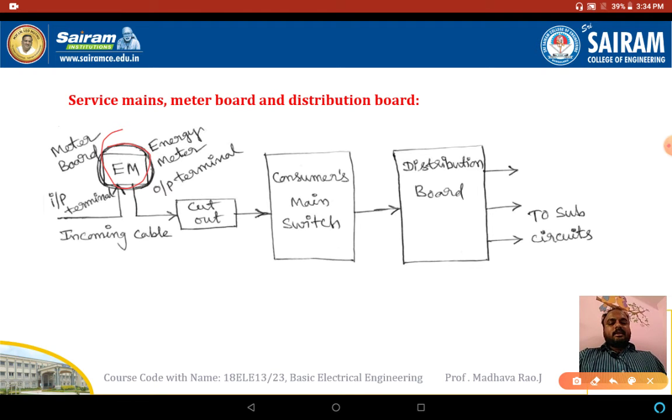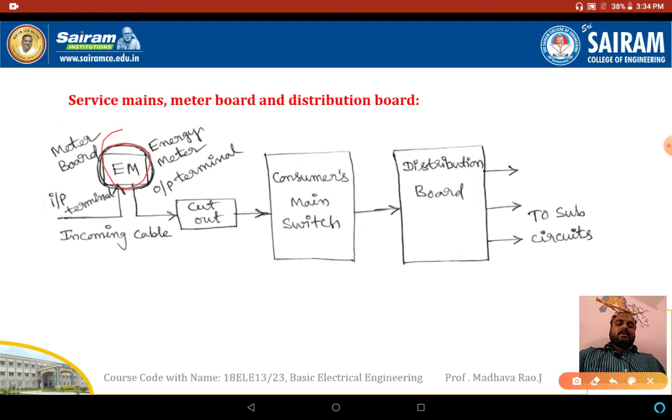After the energy meter, the output terminal of the energy meter will go to the cutout. The cutout has a fuse carrier. Whenever the consumer draws more current, the fuse will automatically melt and break the supply, without damaging the energy meter.